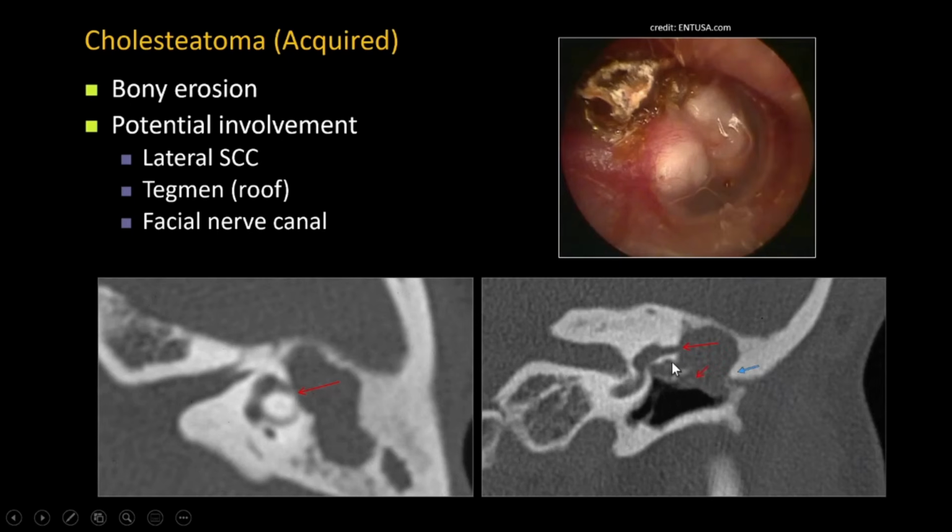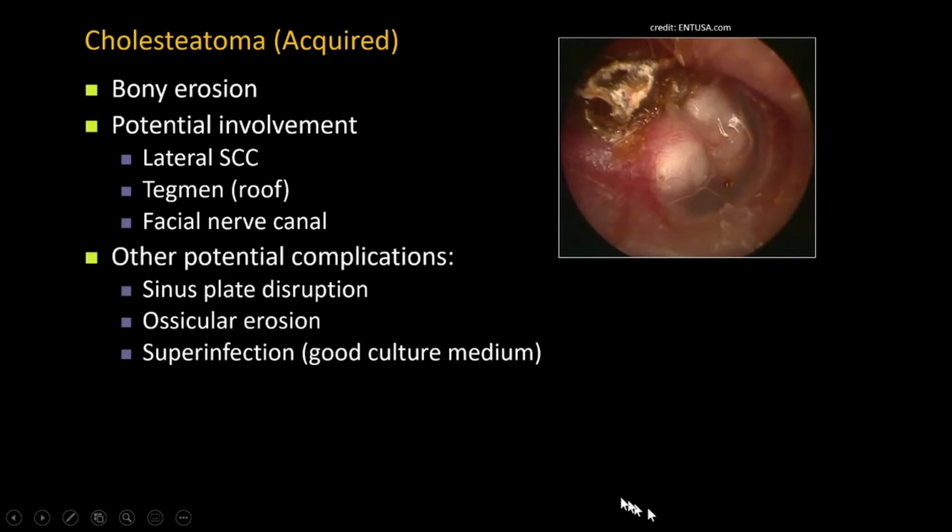Sometimes it can erode through the tympanic segment of the facial nerve canal, and of course through the roof of the tegmen tympani. And as I mentioned earlier, this can also serve as a nice culture medium for infection. So patients tend to come in with recurrent infection.